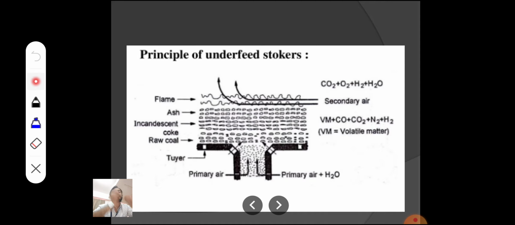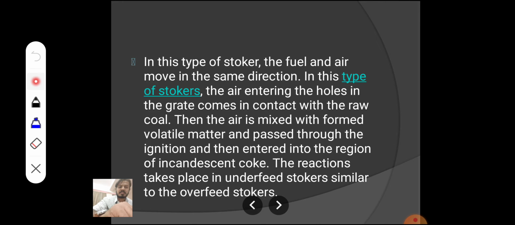We can say that there are 5 different zones you can see here in this figure. These are the 5 zones: the raw coal zone, coke zone, ash zone, flame zone, then volatile matter zone. These are the 5 zones that we have studied already in the overfeed stoker. But here the difference is that the fuel and the air both are flowing in the same direction. So moving further, this is the simplest principle. In this type of stoker, the fuel and air move in the same direction.